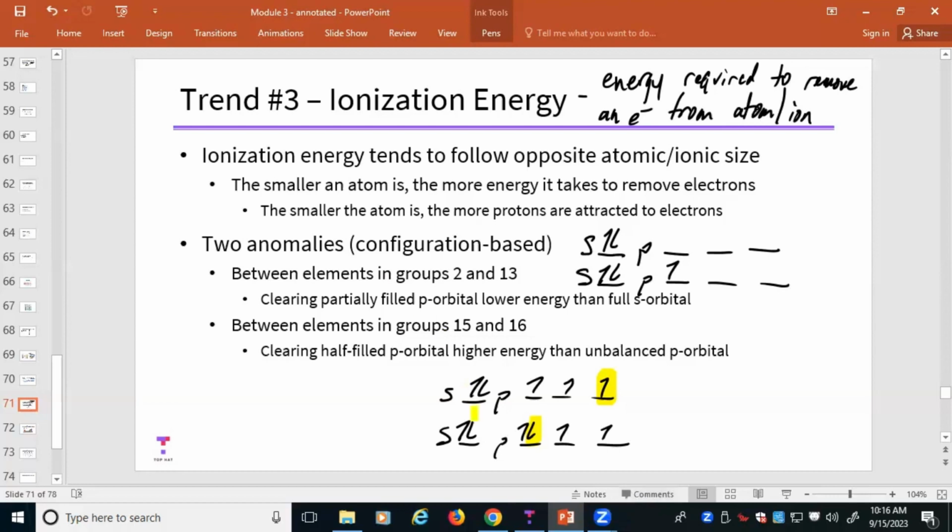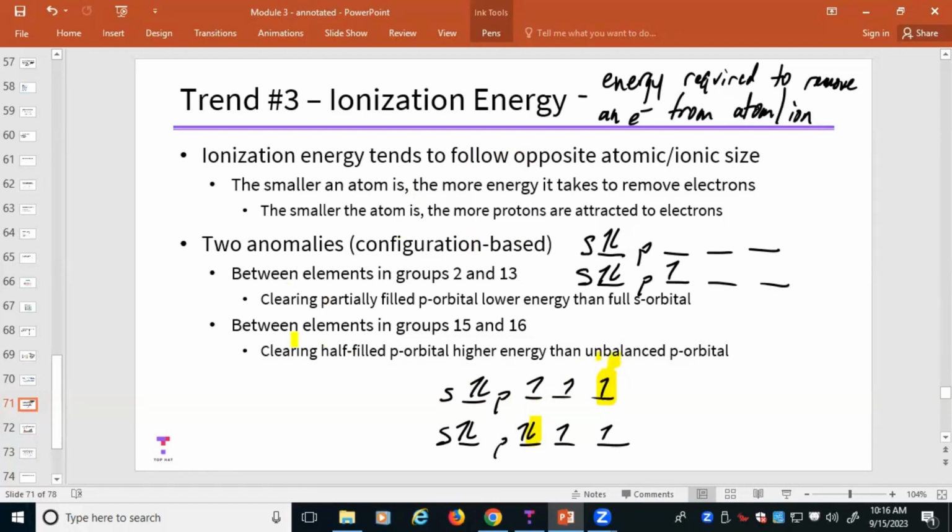And so by removing this electron in the p sublevel in group 16, we go from a p4 configuration to a p3. So we go down to a balanced p orbital subsystem. And that is more attractive than unbalancing that p sublevel by taking away this electron here. So there we have kind of the big differences here as far as ionization energy is concerned.